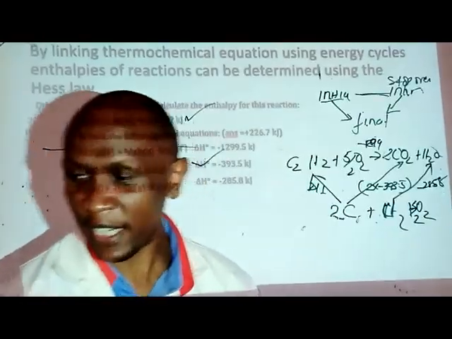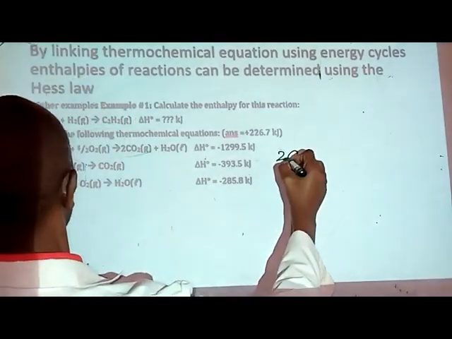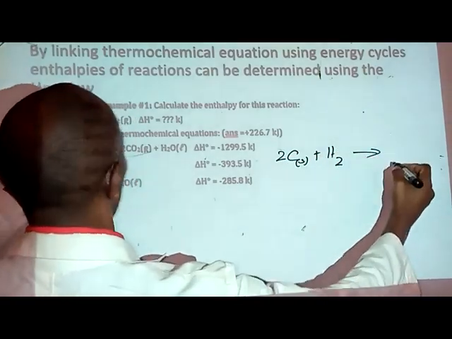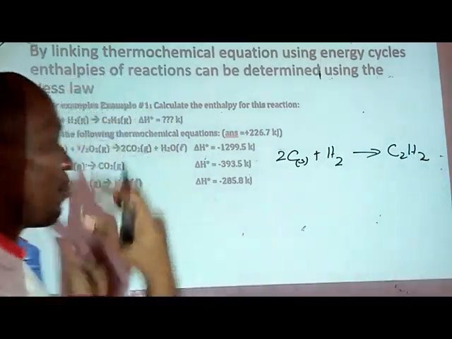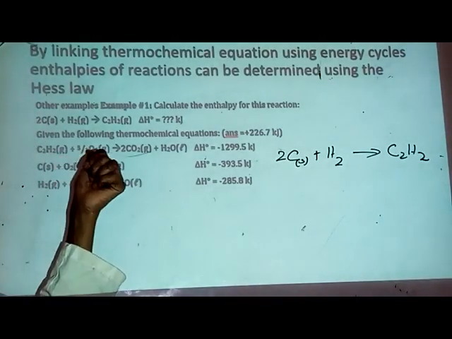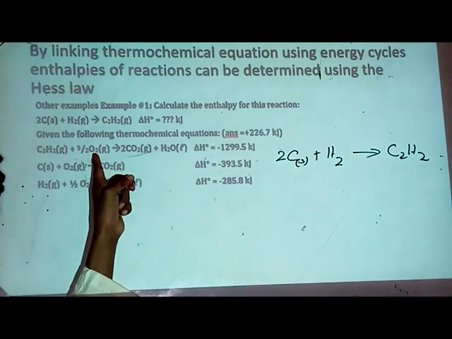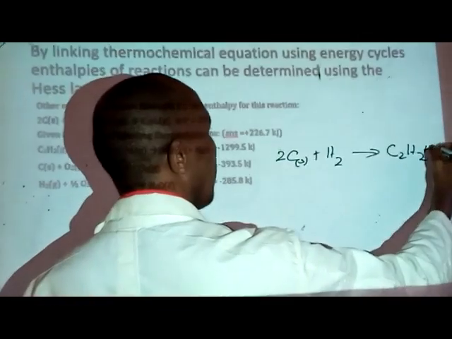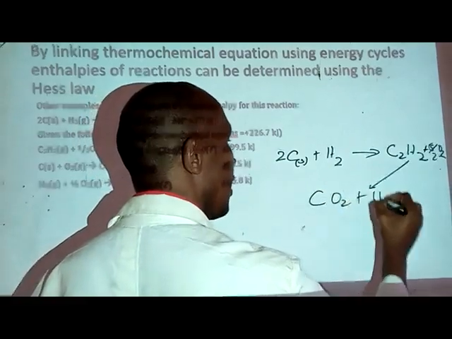Can we do that again? Allow me to take this as my reference. I hope that is not abuse of terms. C2H2. Now allow me to use that as my base equation. Now get to this. Ethane plus 5/2 oxygen. I already have the ethane, so what do I need? To add 5/2 O2, and that will give me CO2 plus H2O.